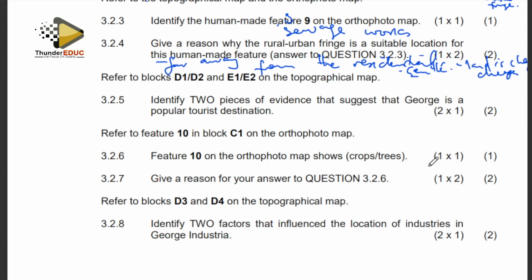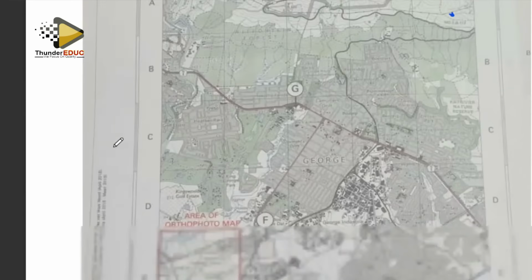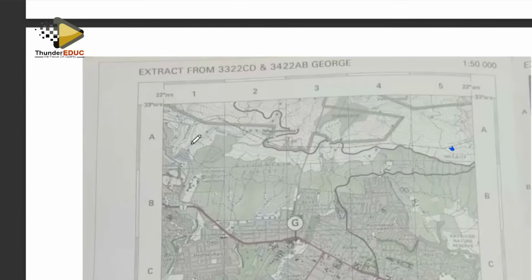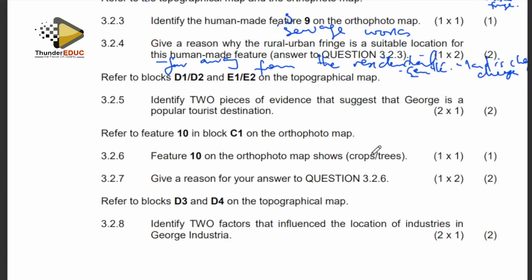shows crops or trees. Definitely those can't be crops. In this sense, if you cannot tell what this is, you can combine it. Look at this. This is 10 here. What is this? These greens are trees. So when you come here, you know that this rough texture here is indicating trees. These are all green trees. So the answer for this one can't be crops. It's trees.